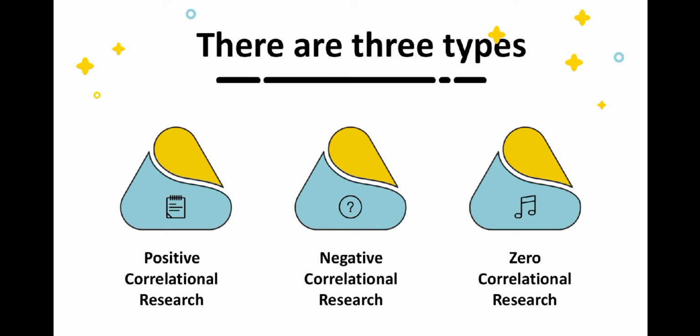The second is negative correlational research. Negative correlational research is a research method involving two variables that are statistically opposite, where an increase in one of the variables creates an alternate effect or decrease in the other variable.